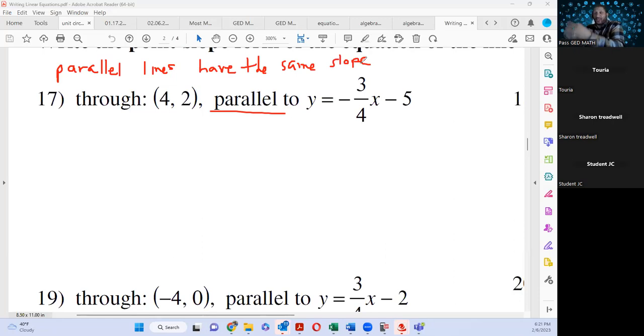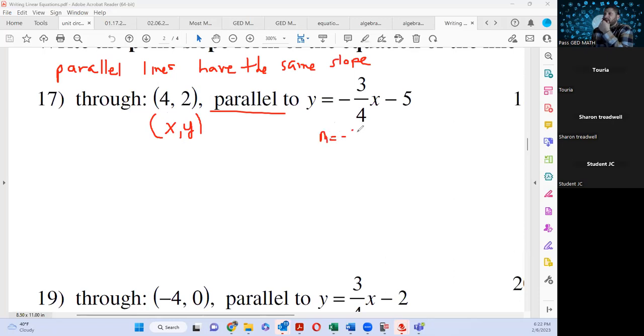What else can we ascertain from the things they give us? They give us the x and the y, the 4 and the 2. Perfect. Now they give us an equation. Can we find the slope from this equation? The slope is -3/4.